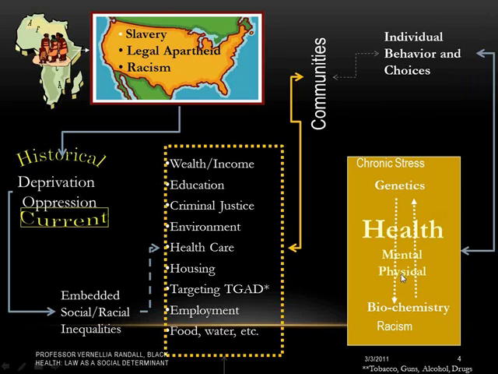The embedded racial inequalities are wealth and income, education, just a whole list of things that we call social determinants. What we're going to deal with today is one social determinant.